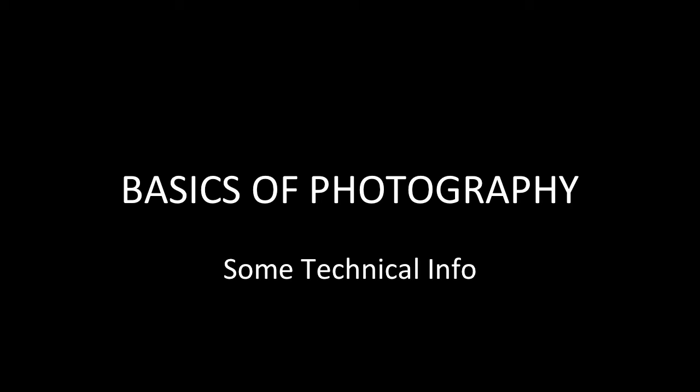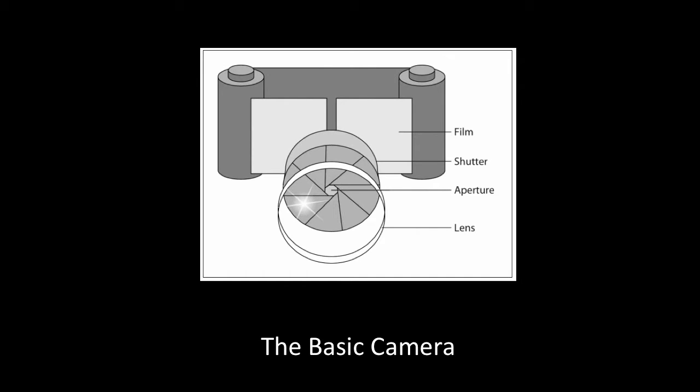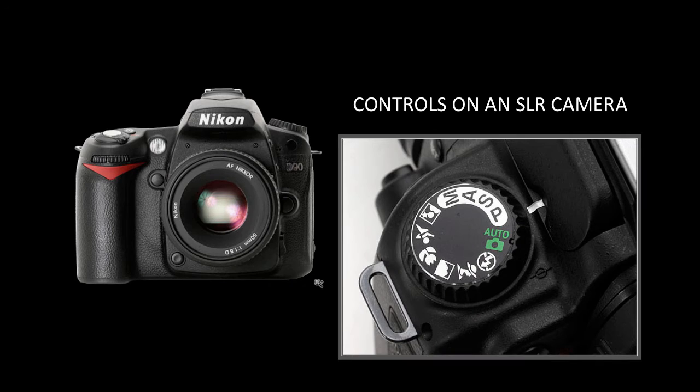Let's talk a little bit about the basics of photography. All cameras are similar at their heart: a lens with aperture, shutter, and a plane where film or digital media is recorded. Here are some of the controls on a DSLR camera. The term DSLR refers to digital single lens reflex and means a professional or amateur camera with an internal mirror and one which you can take on and off the lens.